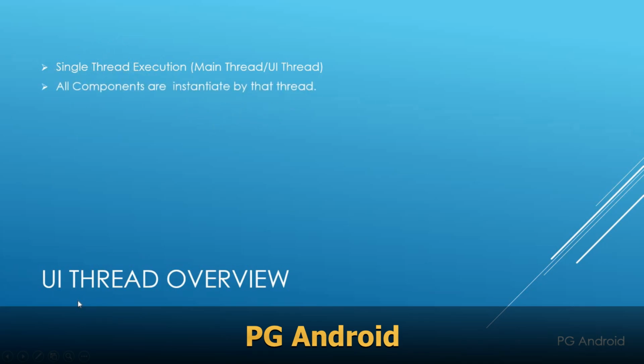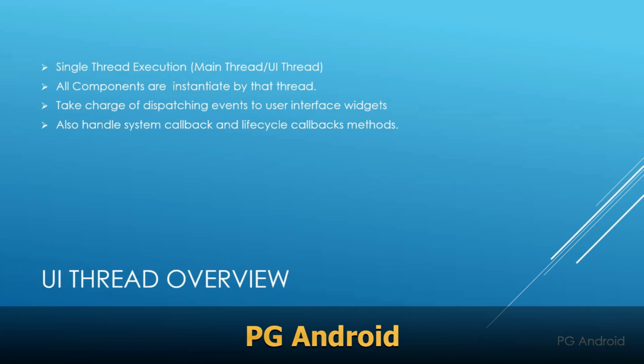All Android components are initiated by the UI thread, like the UI toolkit, in which come EditText and TextView, and it also instantiates activity, services, receiver and provider. The UI thread also takes charge of dispatching events to user interface widgets, like a click on a button, drawing events, etc. And it also handles system callbacks, like the phone back button click, and also handles lifecycle callbacks of components. All the UI components should be created or modified on that thread.